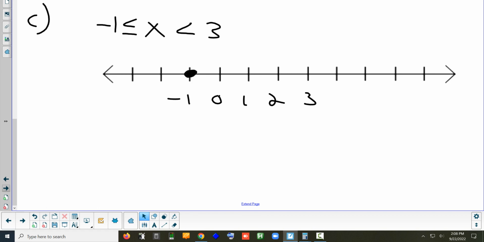Okay. So now, what kind of symbol are we going to put on 3? An open circle. Yep, open circle. And Tony, what do I shade? In between -1 and 3. Yep, just like that. Any questions? So that is the practice with the 3 different ways: intervals, inequalities, graphs.